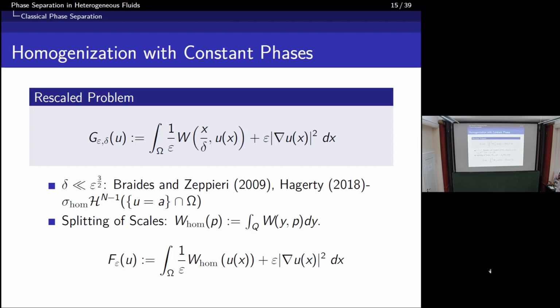And then later, Adrian wrote a short note where you do it in the whole vector-valued case. And you can prove that essentially you get this splitting of scales. So when delta is less than epsilon to the 3/2, you can view it as delta is small, so I'm going to send delta to 0 and homogenize first. So you have a W_hom, and then you do the Modica-Mortola in this thing. So this is a classical type of thing, but there's always this 3/2.